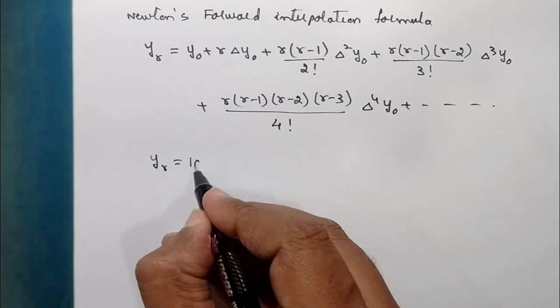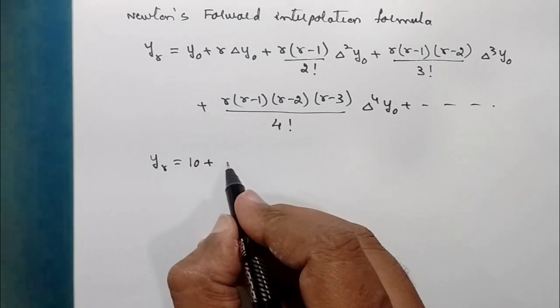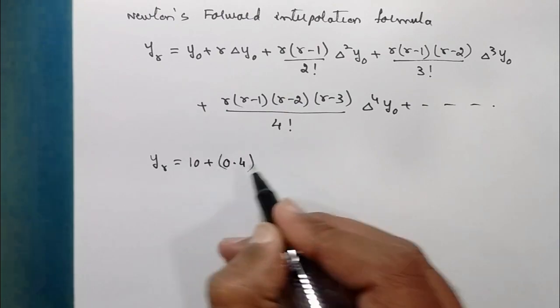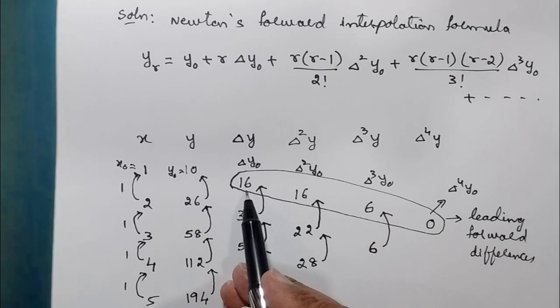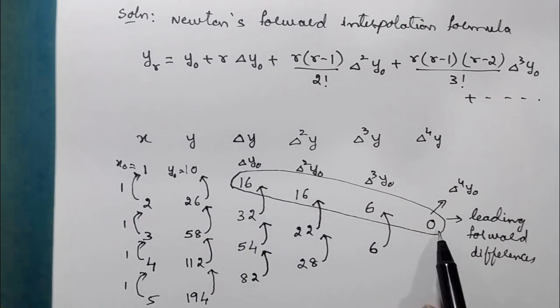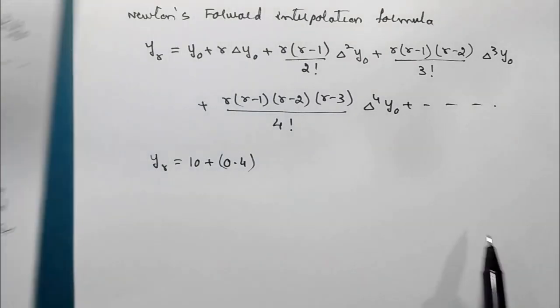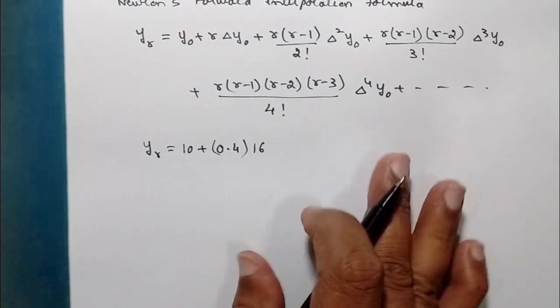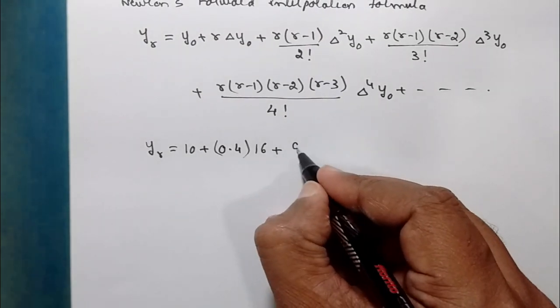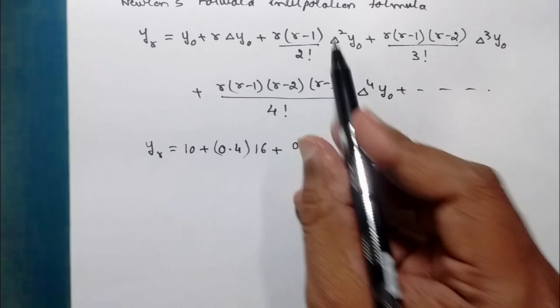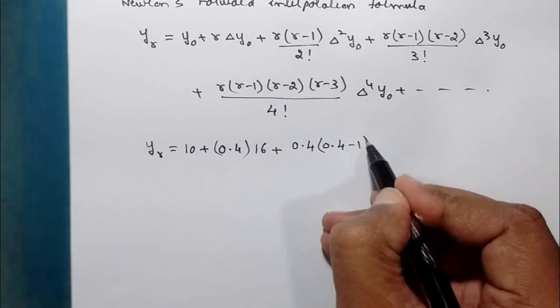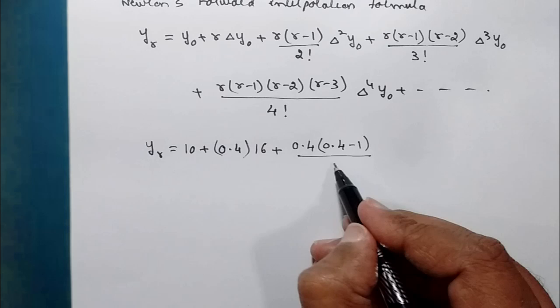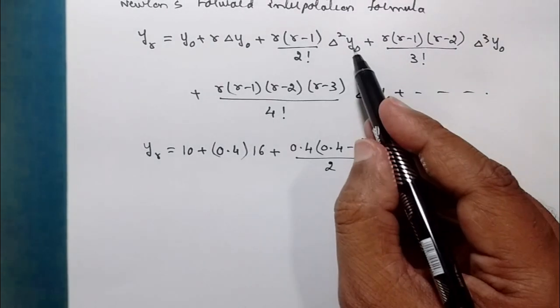So y naught value is 10. So you can write down y naught value will be 10 plus, what is the value of r you have got? Check it. It is 0.4, right? Into delta y naught. So delta y naught from the table you have 16. Delta square y naught, delta cube y naught, delta power of 4 y naught. So these values you have to plug in. So starting with delta y naught, its value is 16 plus r value is 0.4 into (0.4 minus 1) divided by 2 factorial, you know 2 factorial is 2, into delta square y naught.